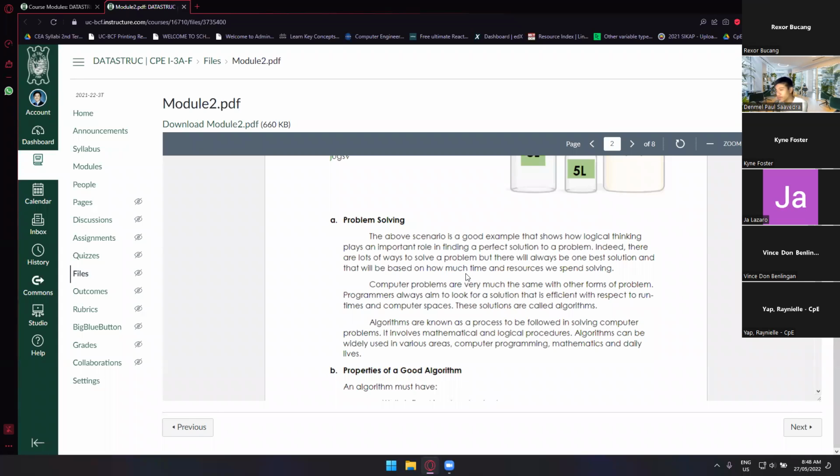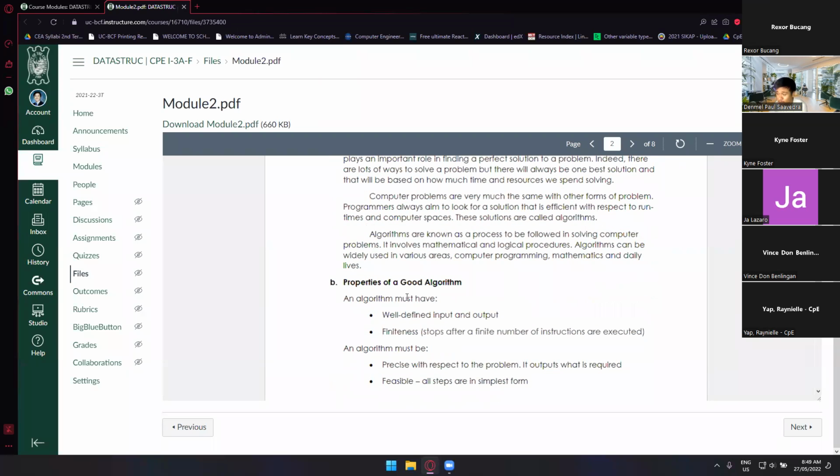With that, of course, you're not going to use the algorithms that take longer, and keep the one that is shorter in the time spent solving that specific problem. Algorithms are known as a process to be followed in solving computer problems. They involve mathematical and logical procedures. Algorithms can be widely used in various areas: computer programming, mathematics, and daily lives. So this is the first step: problem solving, choosing the best algorithm.